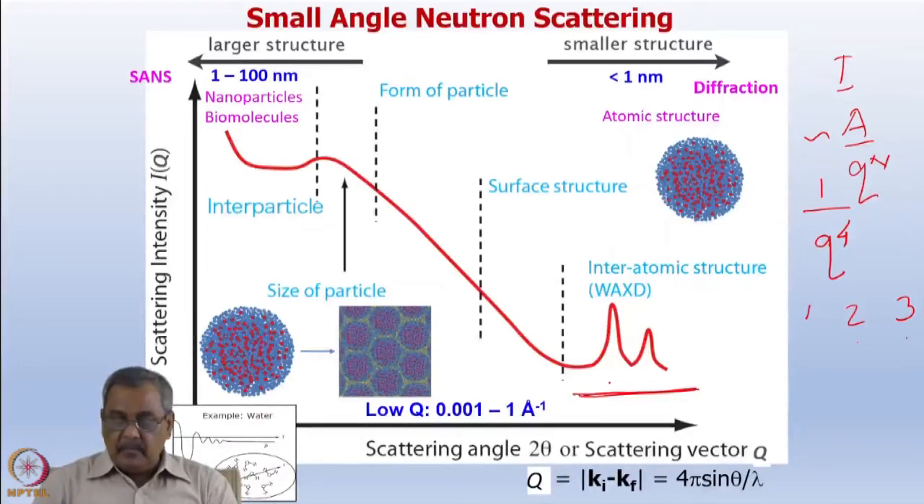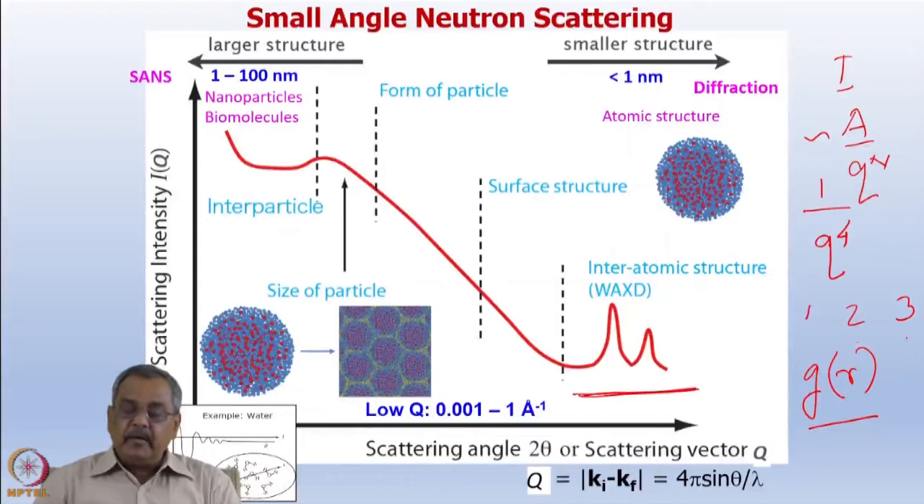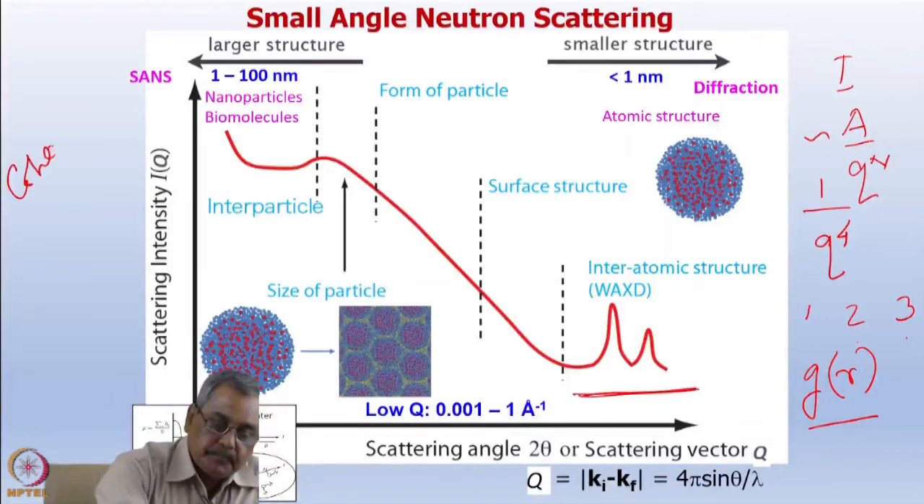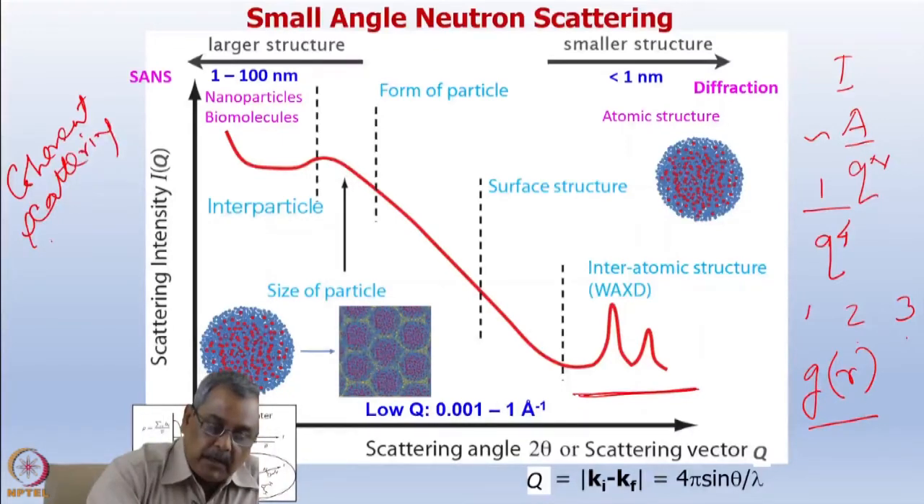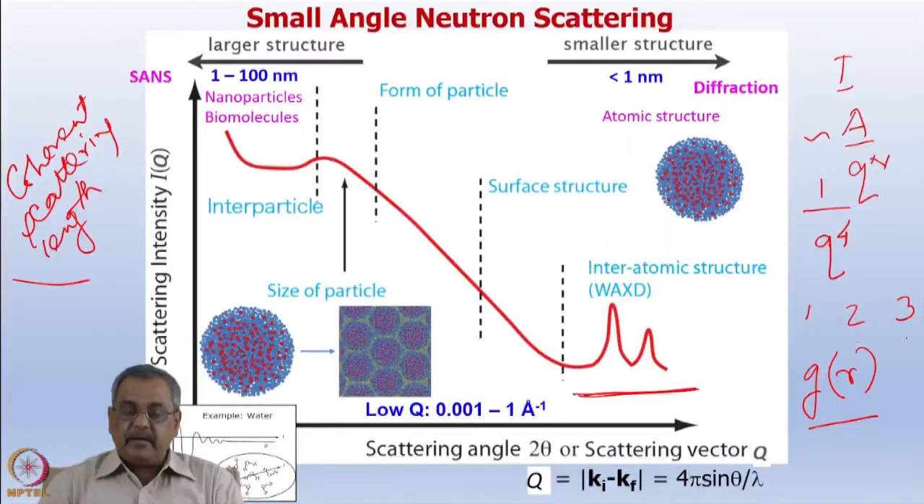And I must mention at this point, before I miss it, that in all this structural work, we are considering the coherent scattering cross-section and not incoherent scattering, because the incoherent scattering cross-section does not help me to get g(r) or interparticle correlations. But the incoherent scattering cross-section can help in dynamics. I'll come to that later. But when I'm talking about all these structure works, I'll be talking about coherent scattering length. Please remember this.